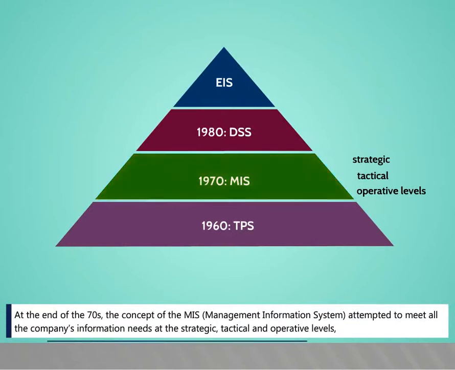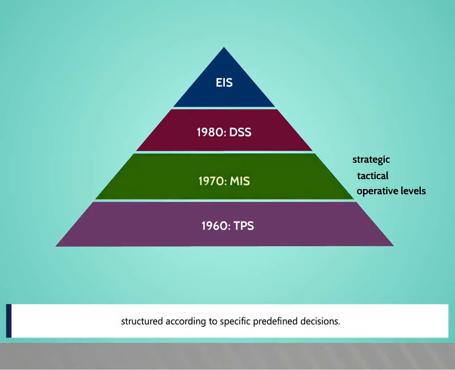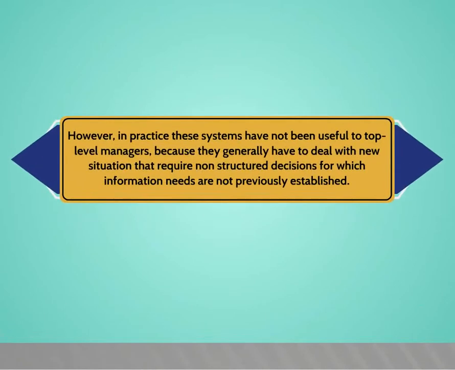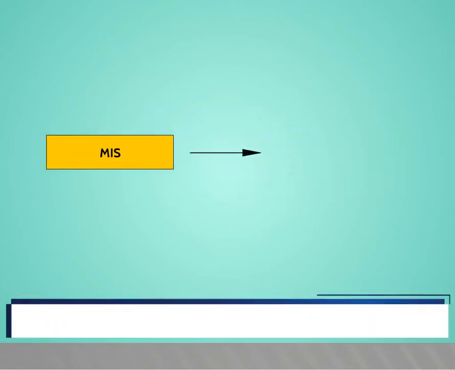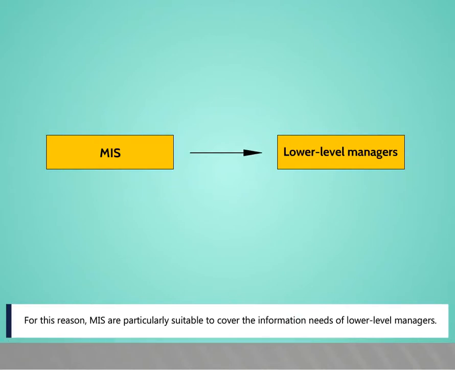At the end of the 70s, the concept of the MIS, Management Information Systems, attempted to meet all the company's information needs at the strategic, tactical, and operational levels, structured according to specific predefined decisions. However, in practice, these systems have not been useful to top-level managers because they generally have to deal with new situations that require non-structured decisions for which information needs are not previously established. For this reason, MIS are particularly suitable to cover the information needs of lower-level managers.